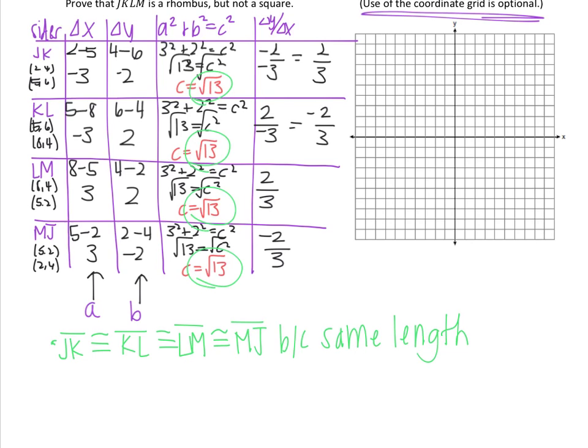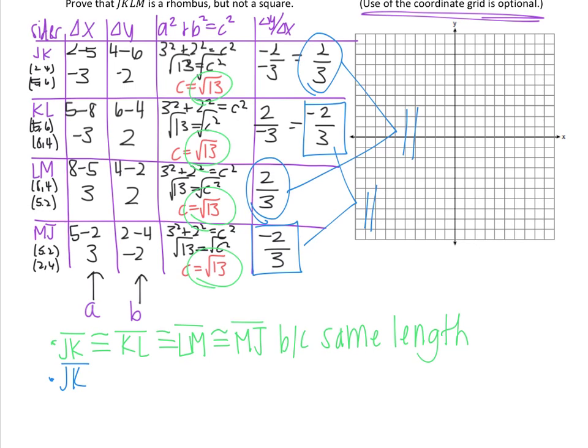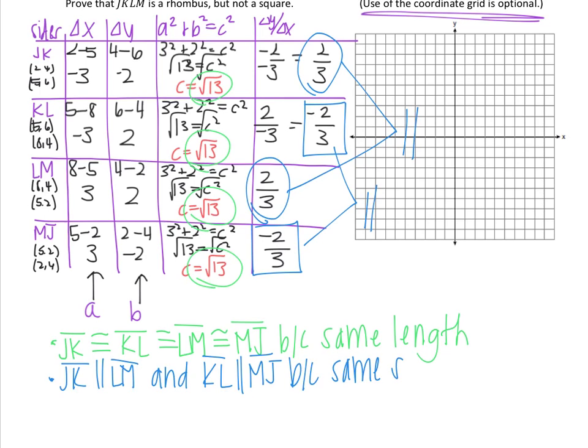If we look at our slopes, I see a 2/3 and a 2/3, a -2/3 and a -2/3. So here I can pair these off and tell myself that these are parallel. So next bullet, we have JK, which is parallel to LM, and KL is parallel to MJ, because same slope.